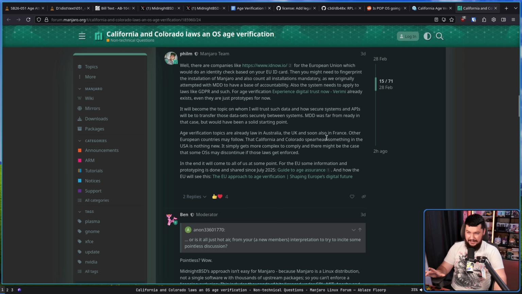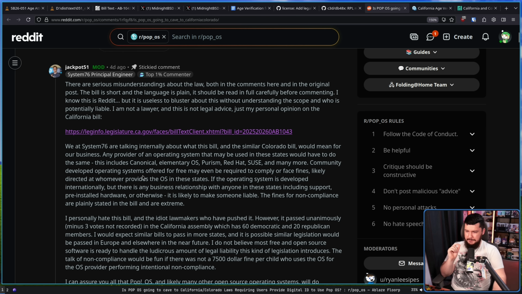I'm not aware of any Ubuntu discussion, but I would be very surprised if discussion isn't happening. Not aware of Elementary OS or Purism or any of the others. But I would be very surprised if behind closed doors, they're not all having some level of discussion, possibly cross-project discussion as well. Community-developed operating systems offered for free may even be required to comply or face fines, likely directed at whomever provides the OS in these states, which in this case would be System 76.